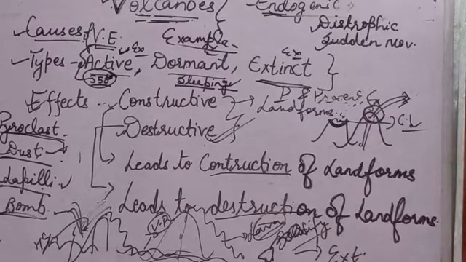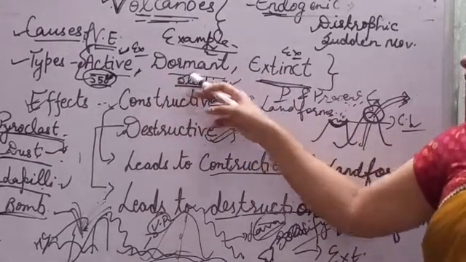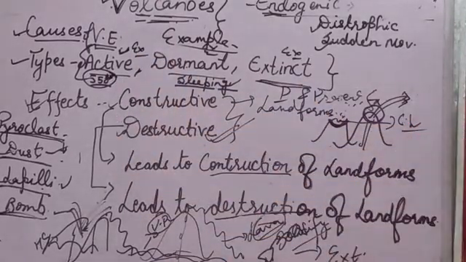Then the effects of volcano. Effects of volcano is very important. In types of volcanoes, you have to remember the examples of these three types: active, dormant and extinct. This you have to learn. This mainly comes in the exam. And constructive and destructive effects also you have to learn properly. In constructive effects, I told you about the construction of landforms like volcanic plateaus, volcanic mountains, volcanic plains and caldera lake, hot springs and geysers.